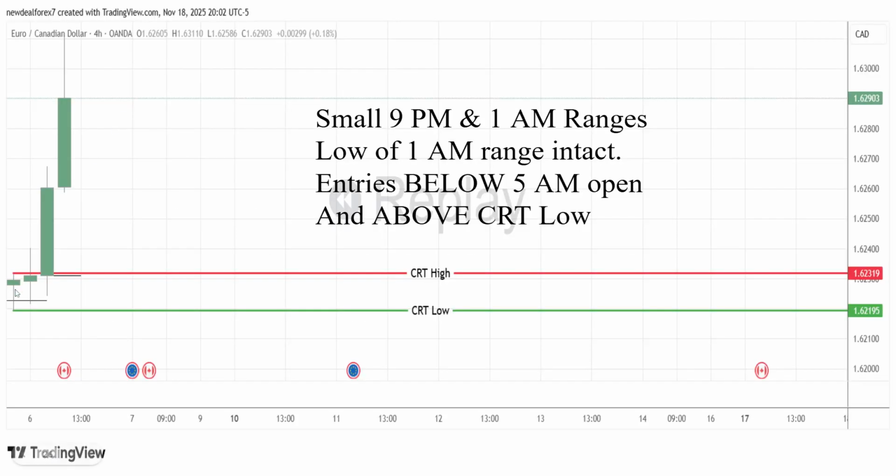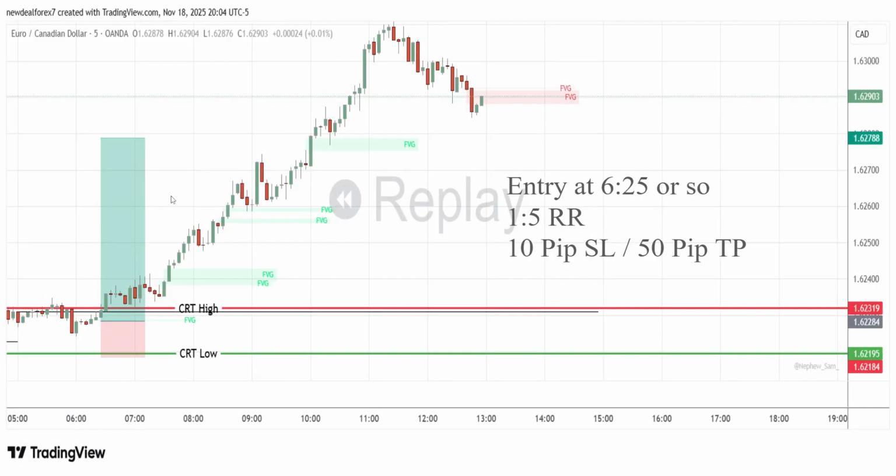We have a small 9 p.m. candle and a small 1 a.m. candle. So now let's see where some fair value gaps are on the 5-minute chart.